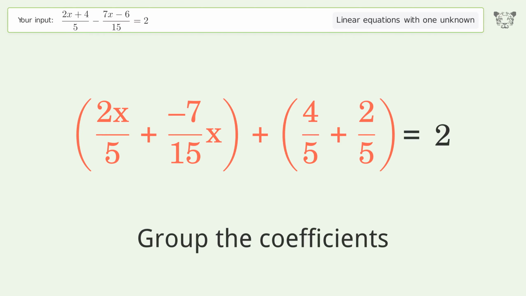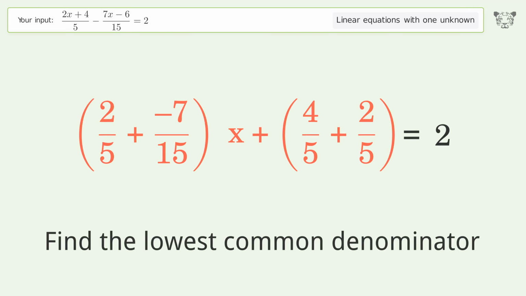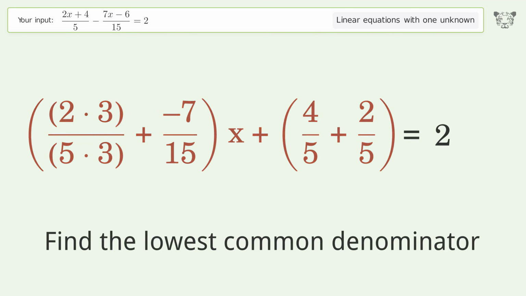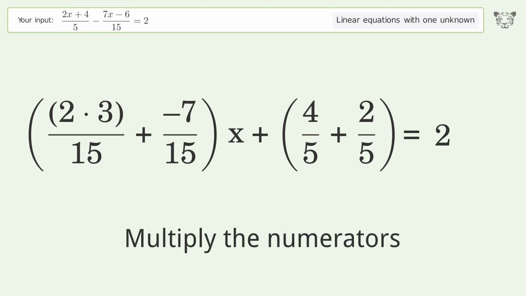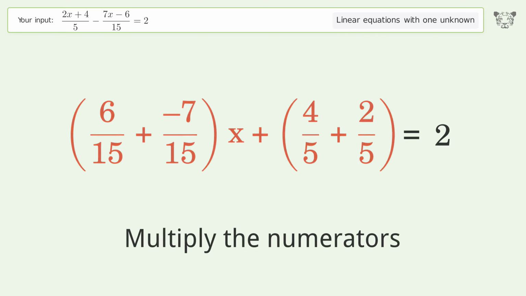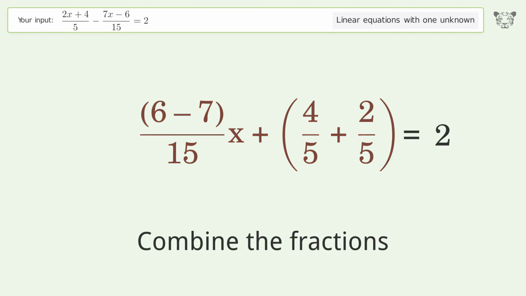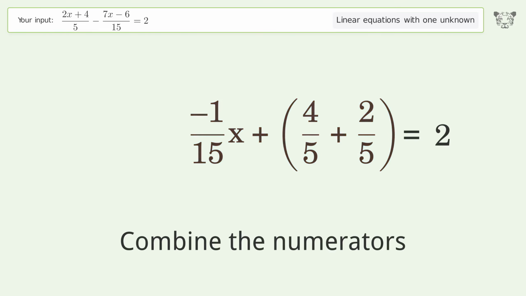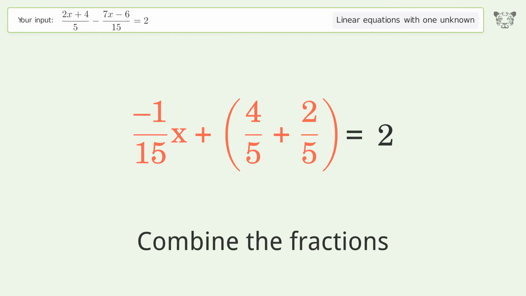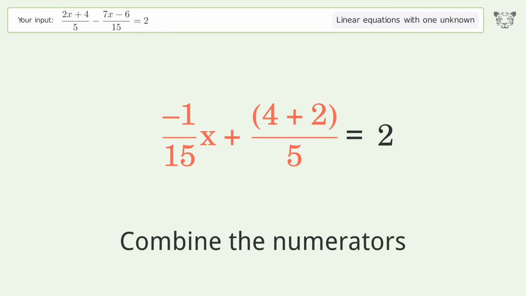Group the coefficients. Find the lowest common denominator. Multiply the denominators. Multiply the numerators. Combine the fractions. Combine the numerators. Combine the fractions. Combine the numerators.